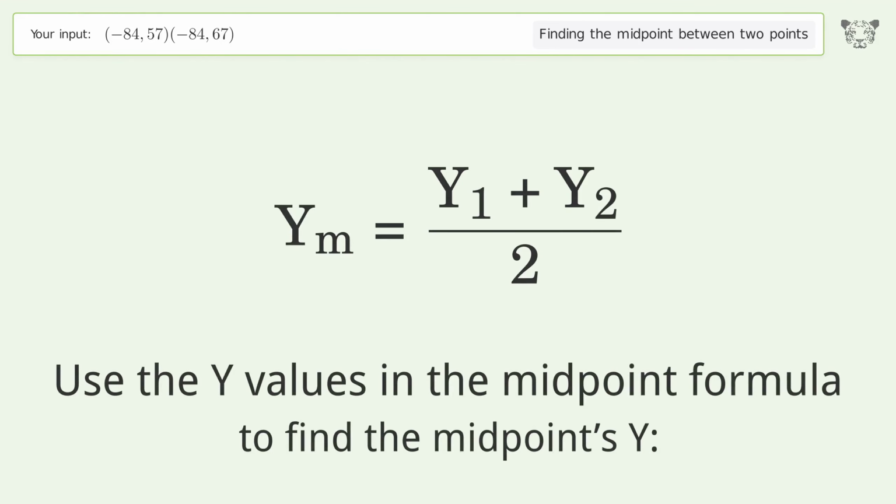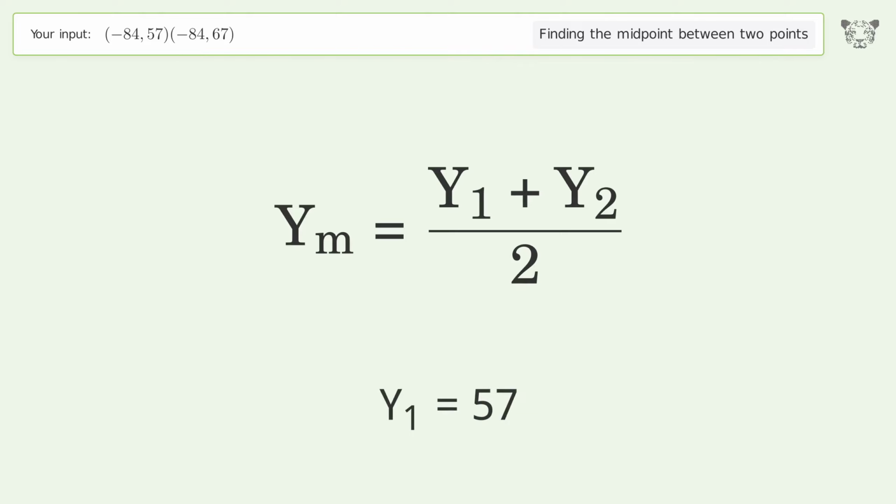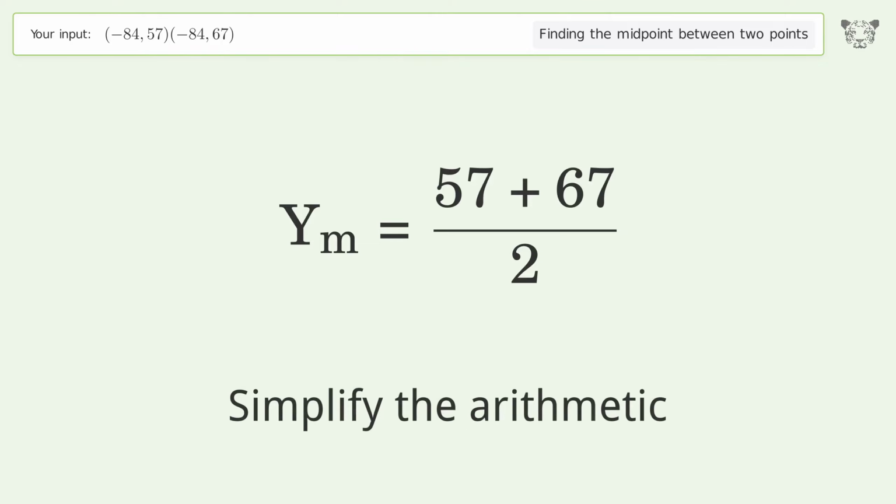Use the y values in the midpoint formula to find the midpoint's y. y1 equals 57. y2 equals 67. Simplify the arithmetic.